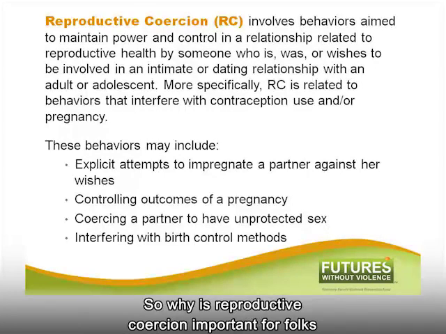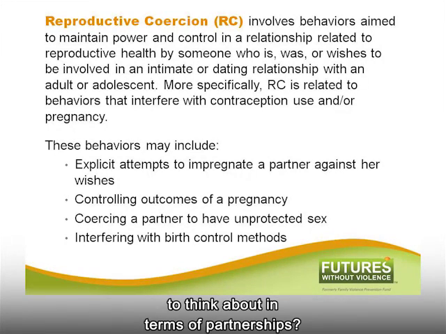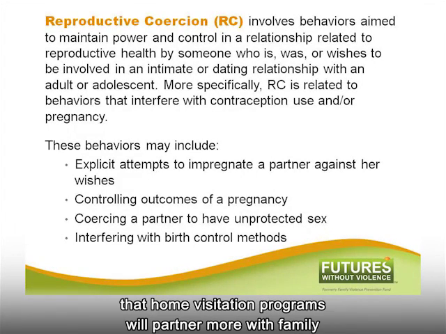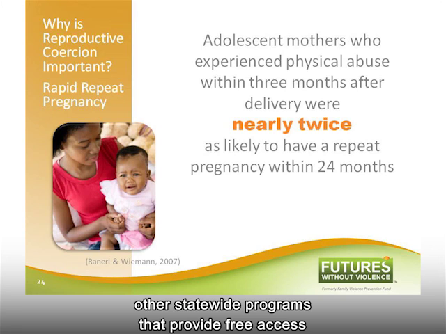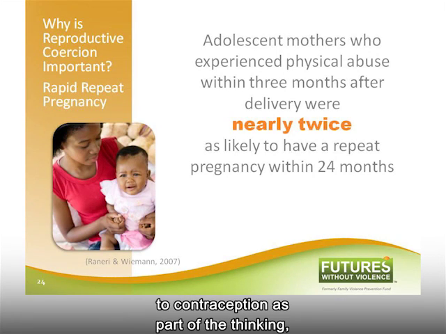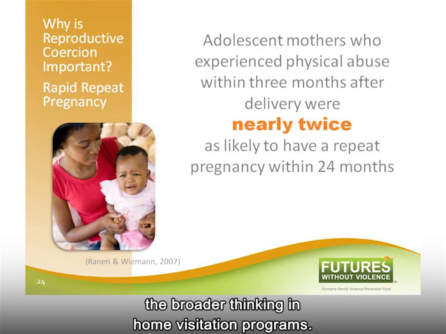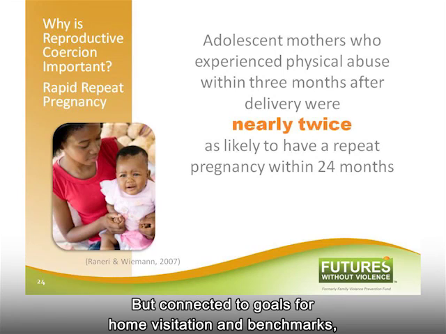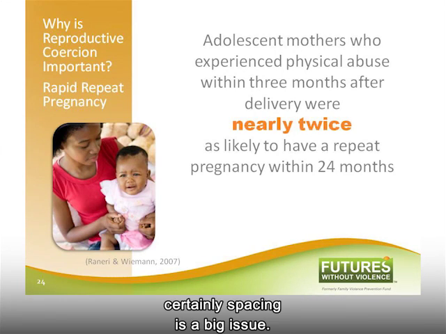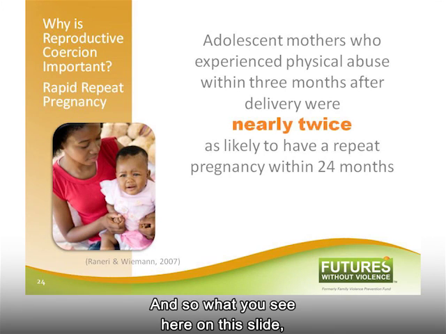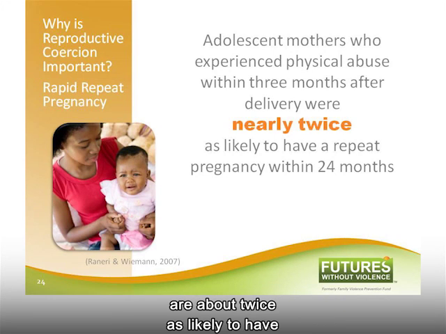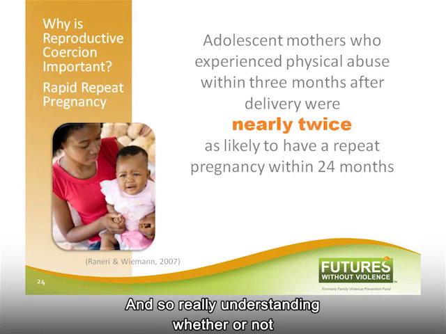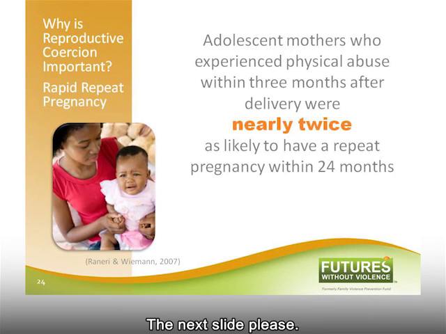So why is reproductive coercion important for folks to think about in terms of partnerships? We're hoping that through education around this, home visitation programs will partner more with family planning agencies and other statewide programs that provide free access to contraception as part of the broader thinking in home visitation programs. But connected to goals for home visitation and benchmarks, certainly spacing is a big issue. And what you see here on this slide is that adolescent mothers who experience physical abuse within 3 months after delivery are about twice as likely to have a repeat pregnancy within 24 months. And so really understanding whether or not this is an issue for moms is essential. The next slide, please.